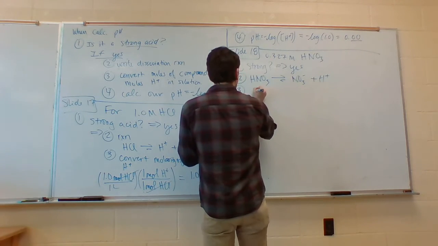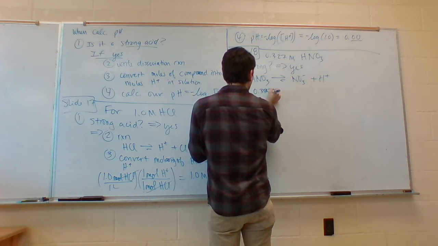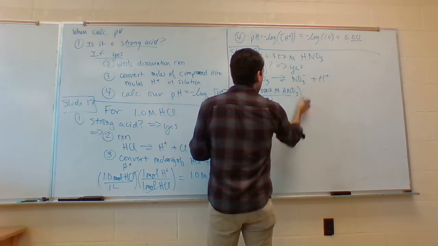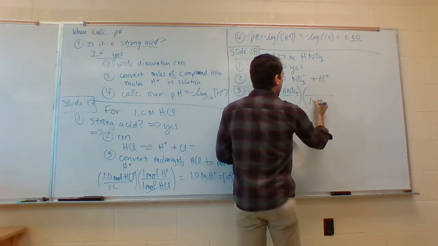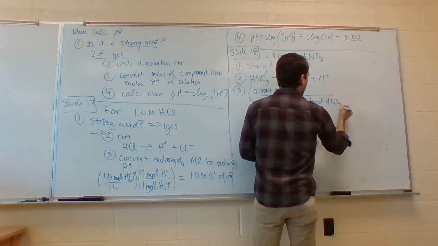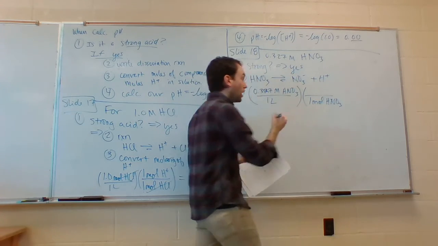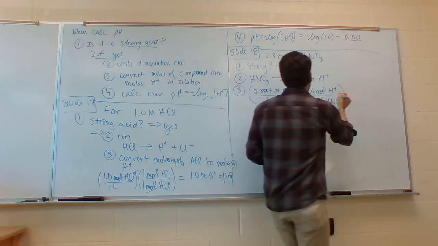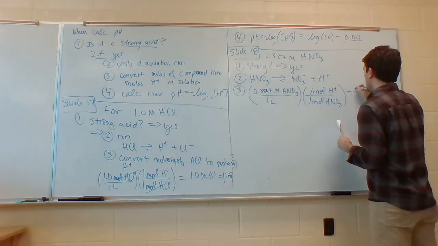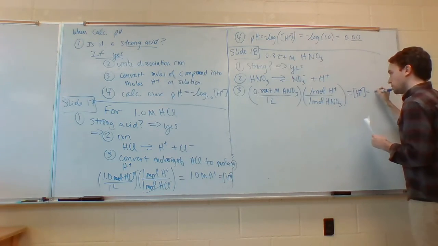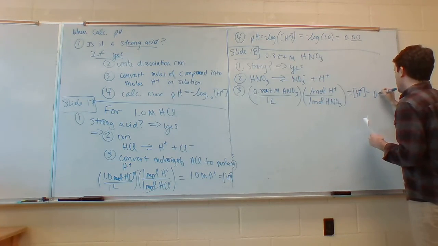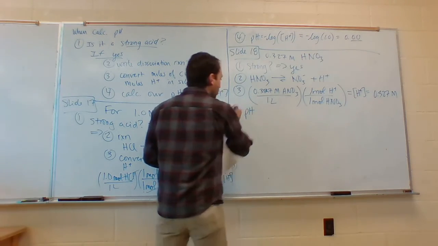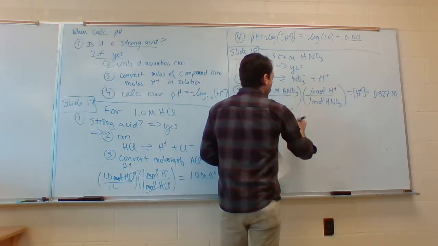Step 3, we need to convert molarity of our acid into our concentration of H plus. So what we are going to do is we've got 0.327 molar HNO3 per 1 liter of solution. And then we know that for every 1 mole of HNO3, how many protons is it capable of giving up? 1. So we're going to get 1 mole of H plus. So that math is pretty simple. That's going to give us a concentration of H plus that is equal to 0.327 molar.